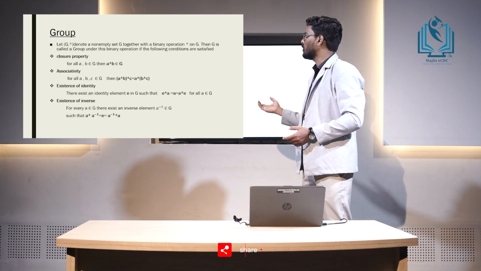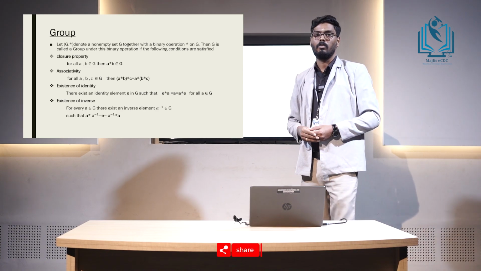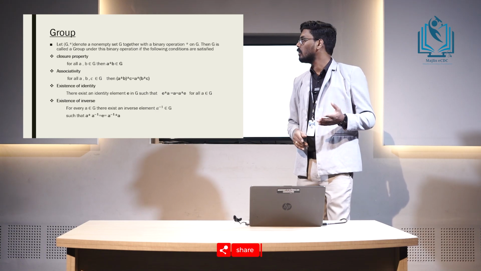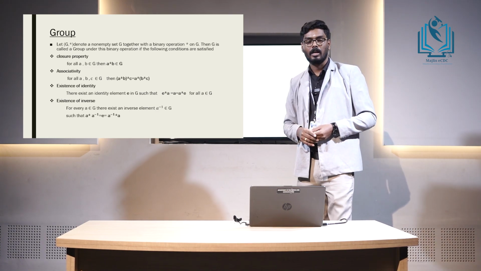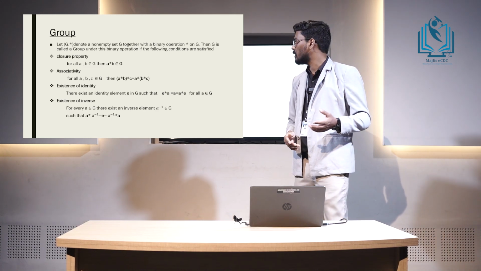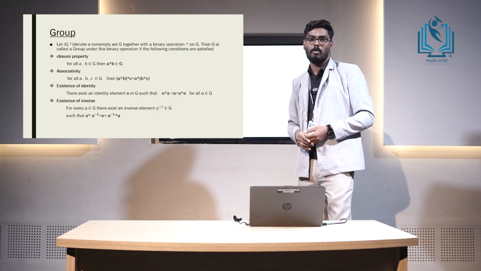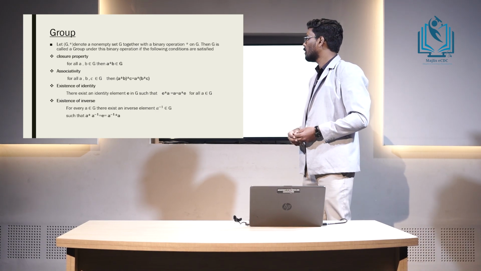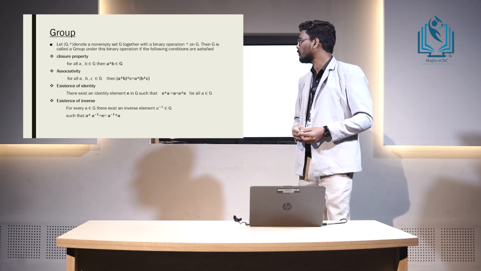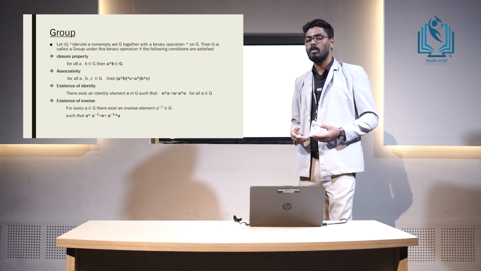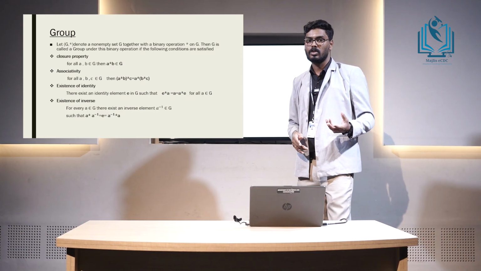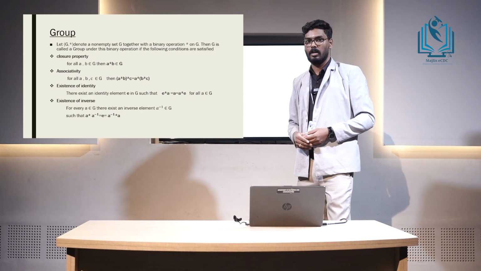Now let's get into the definition of a group. Before defining a group, we need a non-empty set G along with the binary operation star. So G along with the binary operation star is said to be a group if it satisfies the following conditions. Let's check the conditions first. First one is closure property. What do you mean by closure property? For any two elements A, B belonging to G, it is a random element A and B, then G must have A star B as well. Then G is said to be closed, or it satisfies the closure property.